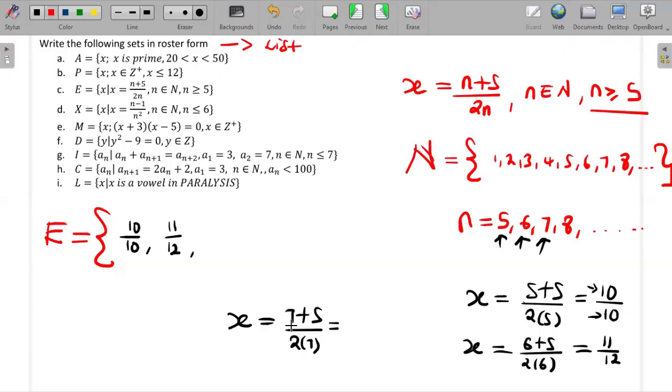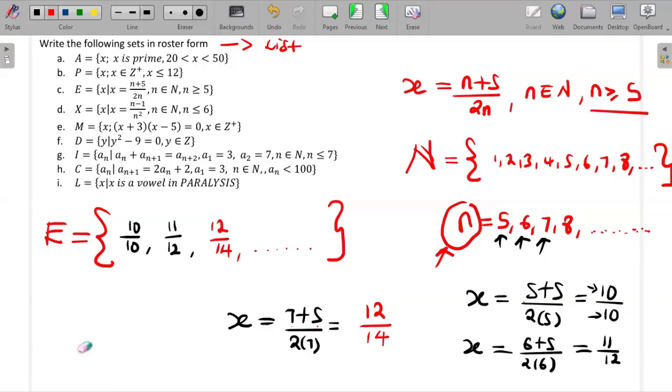So we're going to do the same here. It will be 7 plus 5, so this gives me 12. And then 2 multiplied by 7, I'll get 14. So I'll put here 12 over 14. Now this will go on forever, because the values of n that you can select are not countable, as I'm still going like that. So the values that I'll get here will continue to go on wherever they go. So this here is going to be our set E when we write it in roster form.